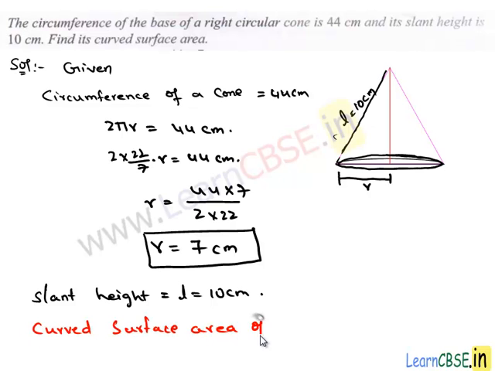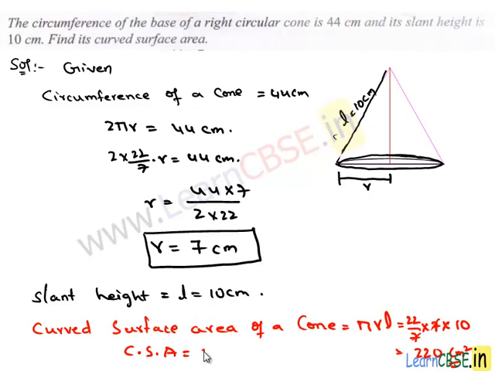curved surface area of a cone is the product of pi r L. Here we have the value of pi, which is 22 upon 7, and radius is 7 centimeters, and we have slant height, which is 10 centimeters. On cancelling numerator and denominator 7, we get 22 times 10, which is 220 centimeters square. Therefore, the curved surface area of this cone is 220 centimeters square. This completes our solution.